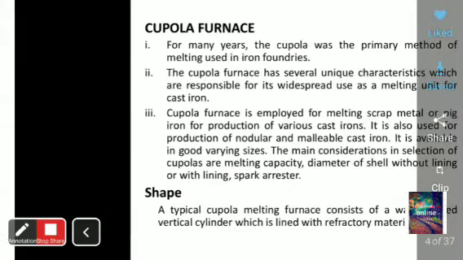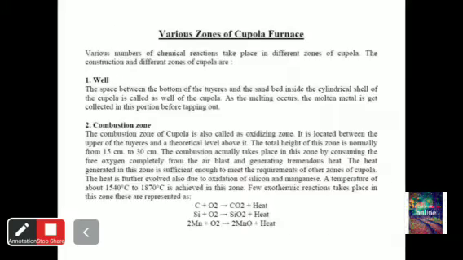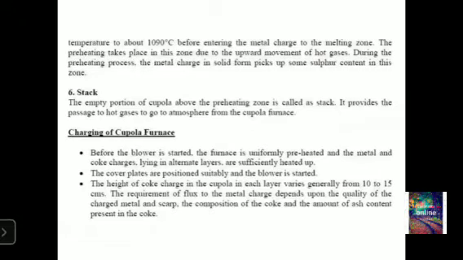So this is the line diagram, and right now we have discussed the zones, what is happening in our cupola furnace, and now what is the charging of the cupola?